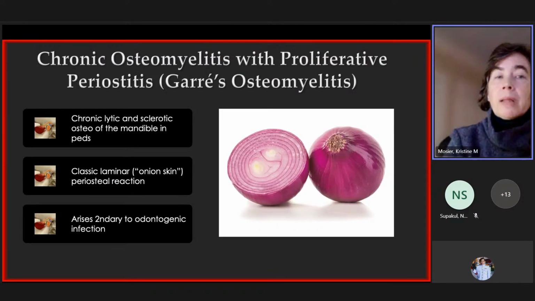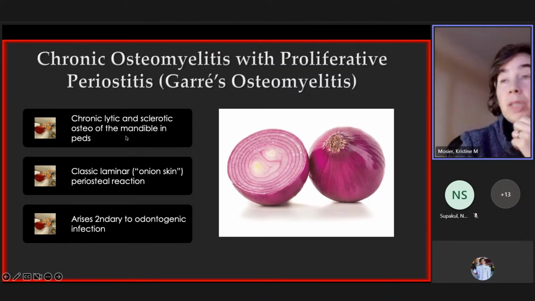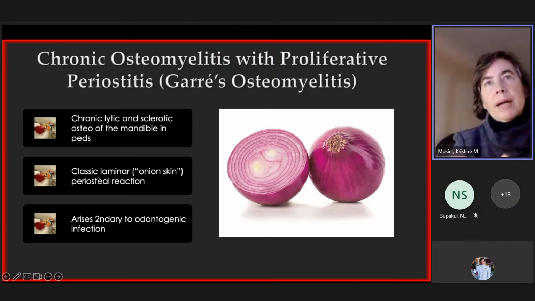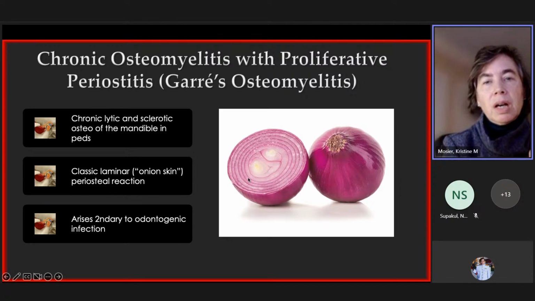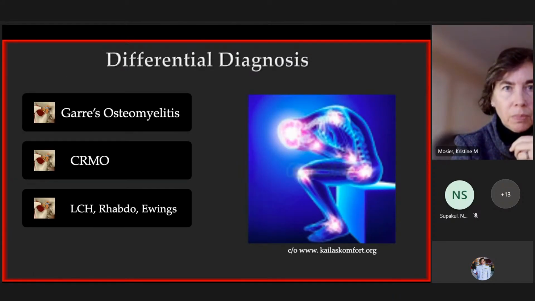So Garré's osteomyelitis is also called chronic osteomyelitis with proliferative periostitis. And so this is a chronic lytic and sclerotic osteomyelitis of the mandible we typically see in the pediatric population. And the characteristic finding that we find with this is this kind of layered periosteal reaction that gives it this onion peel appearance. It typically arises secondary to an odontogenic infection.